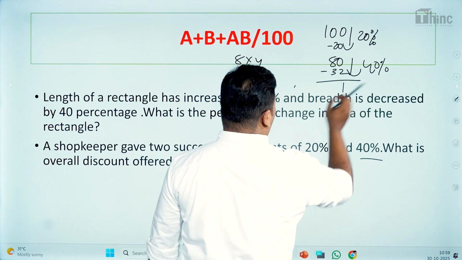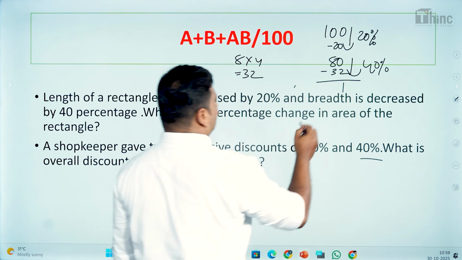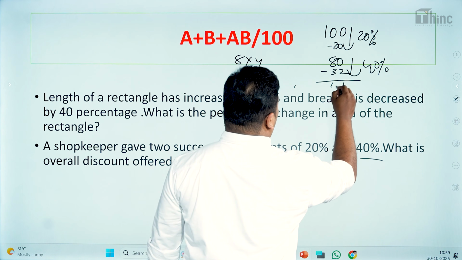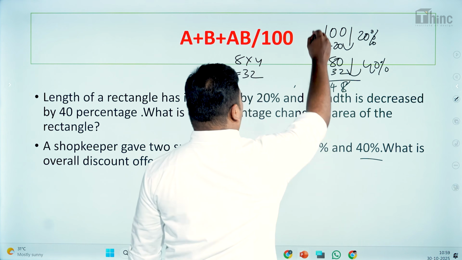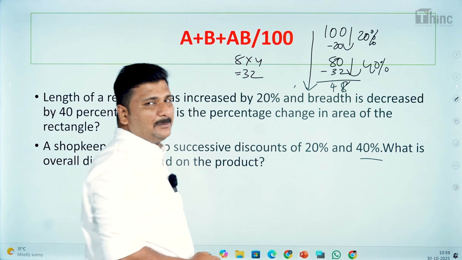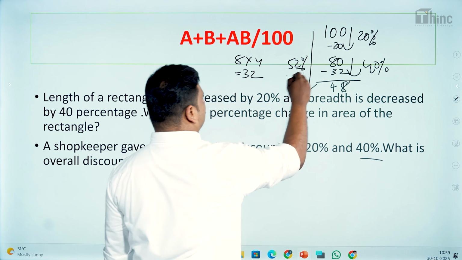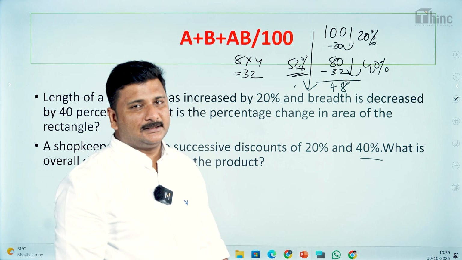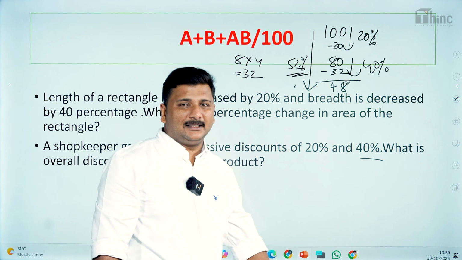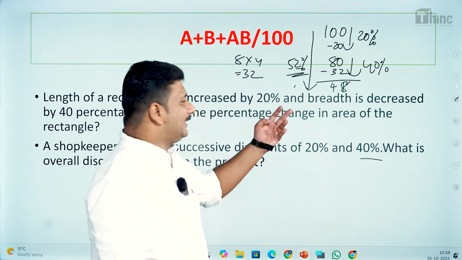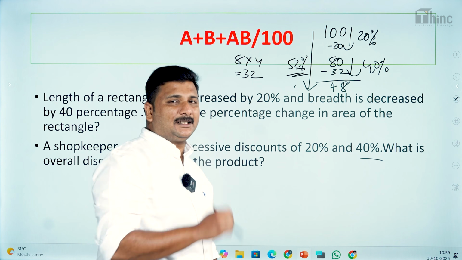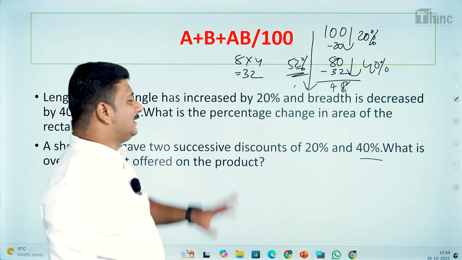Now what's the final price? 80 minus 32, which is nothing but 48, right? So 100 became 48. That means there is an overall discount of 52%, right? So we can go for a trial and error like this and find it out, but it will take some time.